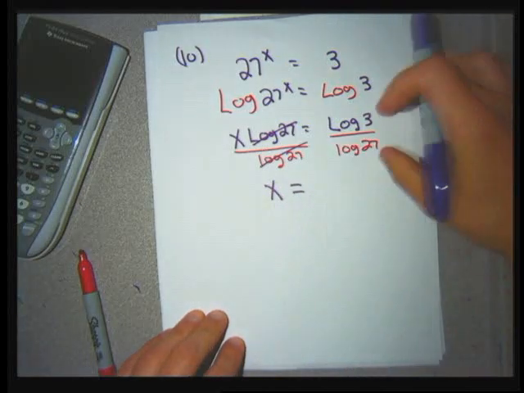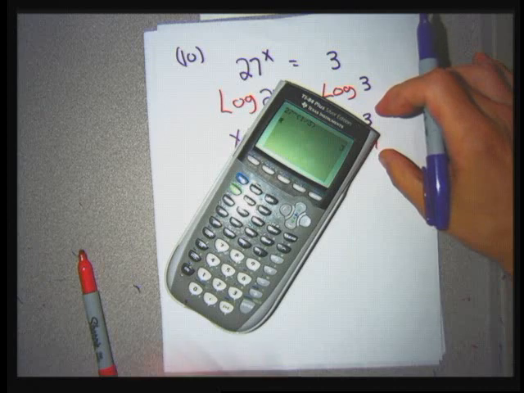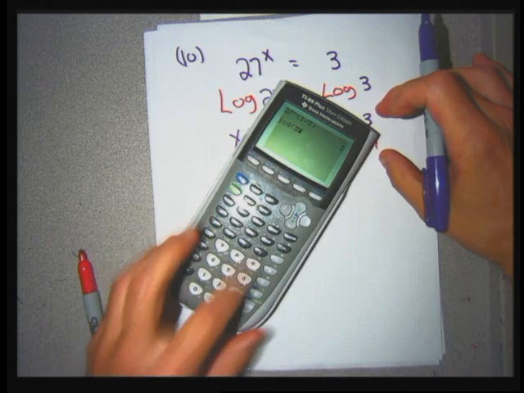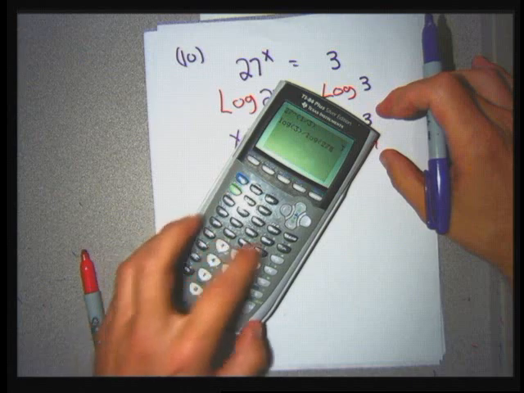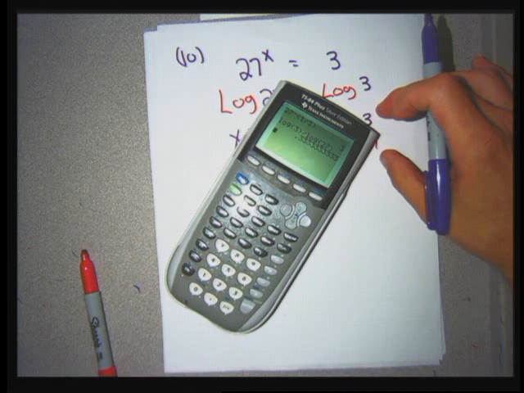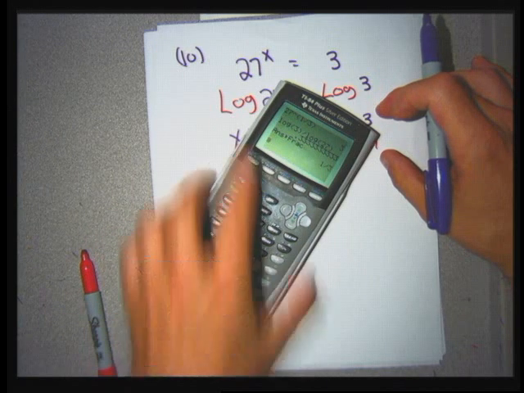On the right-hand side, I'm going to use my calculator. I'm going to get a decimal answer, and I'm going to make it into a fraction. So I'm going to go log of 3 divided by log of 27, hit enter. Decimals I don't want. To make a decimal into a fraction, I hit the math key and enter twice, and I get 1/3 for the answer.